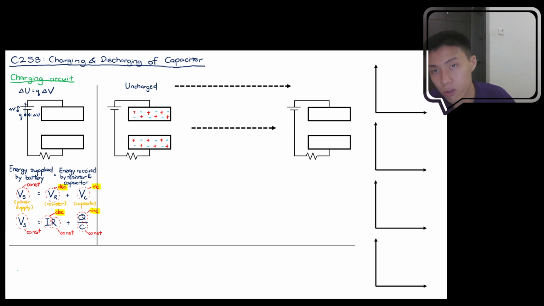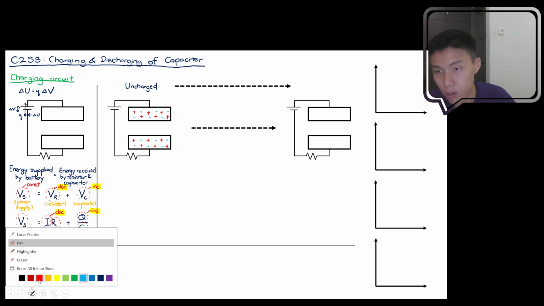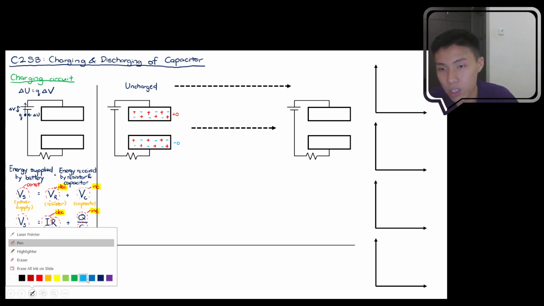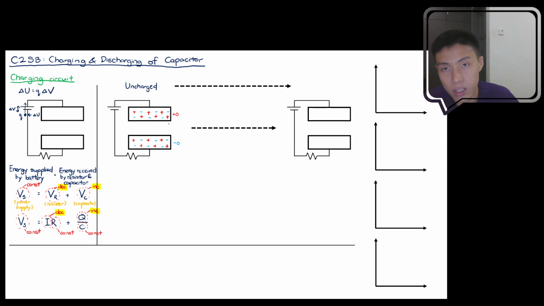If you look at this situation over here, the amount of charge stored here is positive 0. There's no charge being stored at all. The amount of charge being stored here is negative 0. Still haven't started charging yet, and therefore the potential difference across the two plates right now, this is VC, will be equal to 0 at this moment. Therefore you can also know that Q is equal to 0 at this moment.